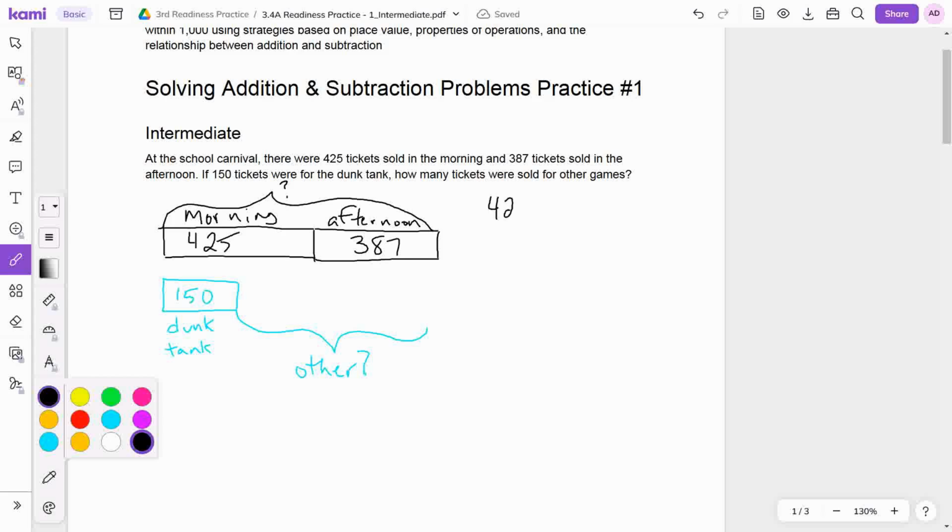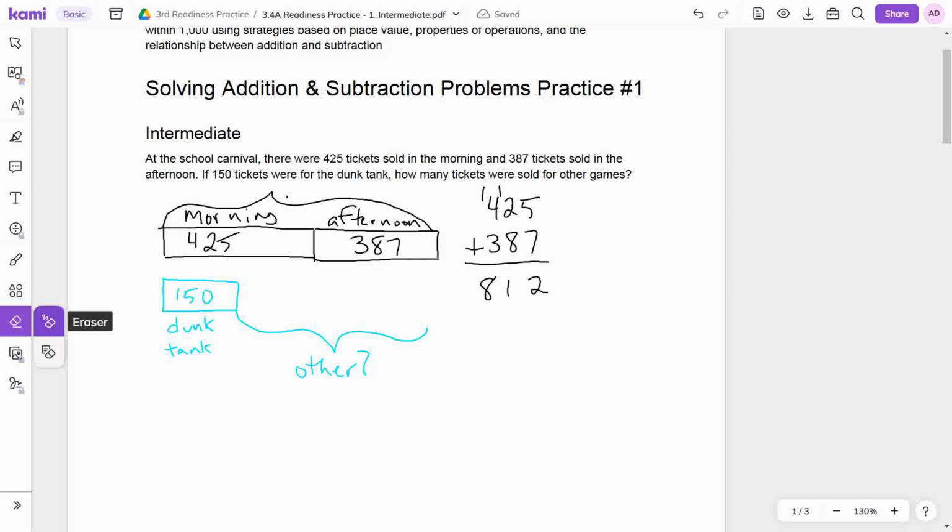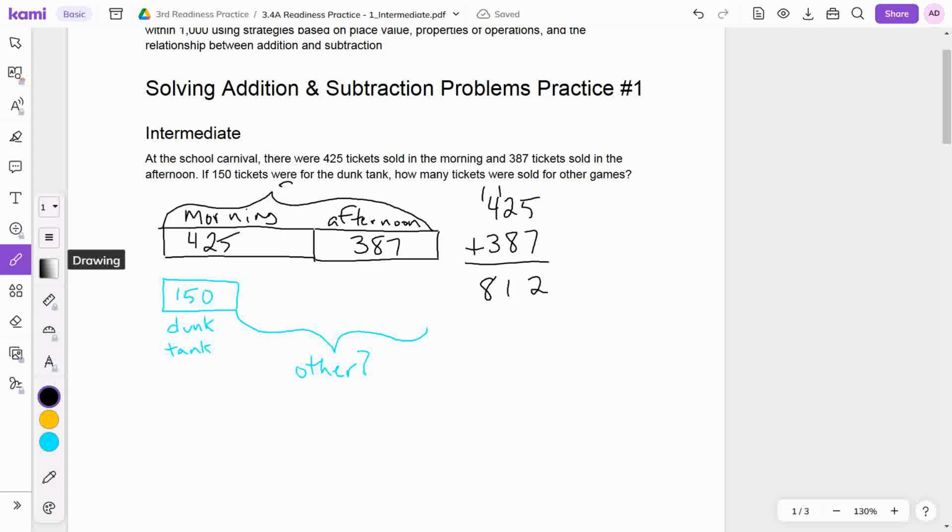So 425 plus 387. So let's go ahead and add that using the standard algorithm. That's going to be 12, that's 10, 11. So that's 812. So let's erase this and let's put 812. That's my total number of tickets that were sold. So now my 812 consists of, that's my total, or my whole, I've got two parts. I've got the 150 for the dunk tank, and then I've got the unknown for the other.